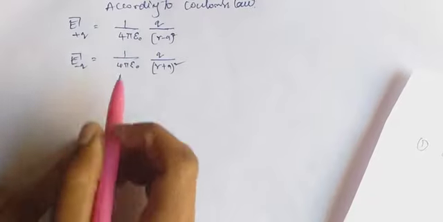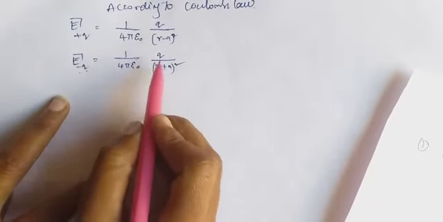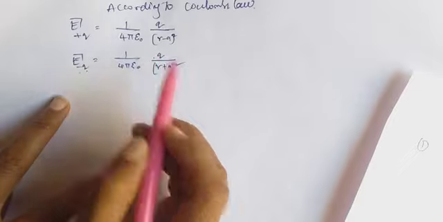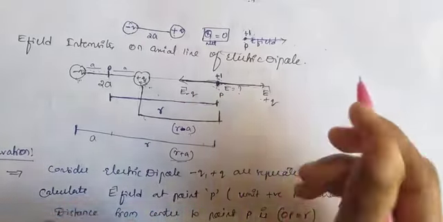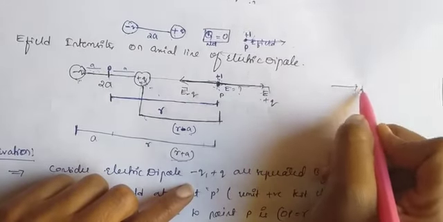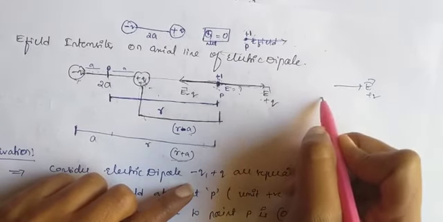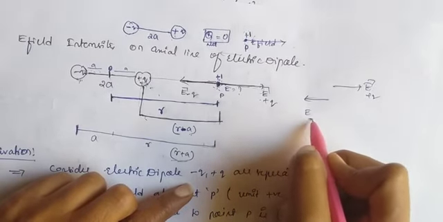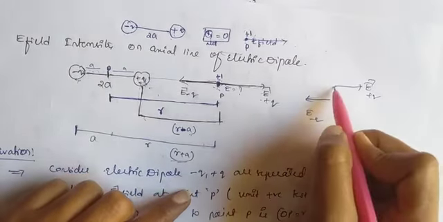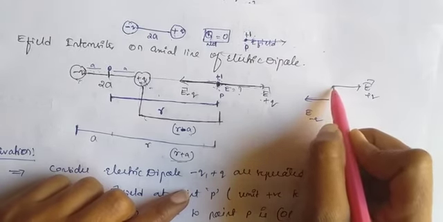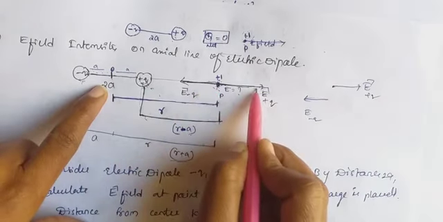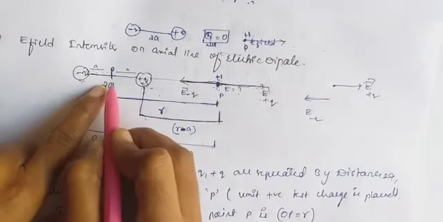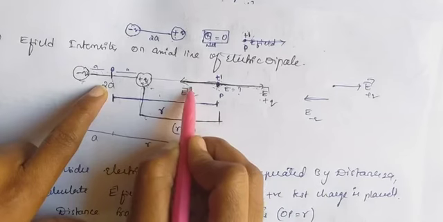Okay, so for the minus Q charge we have to take the minus, or else we are not getting the resultant electric field. No, see here, this is the electric field due to positive charge and this is the electric field due to negative charge. Okay, now from here to here the electric field magnitude is greater, and from here to here the electric field magnitude is lesser.